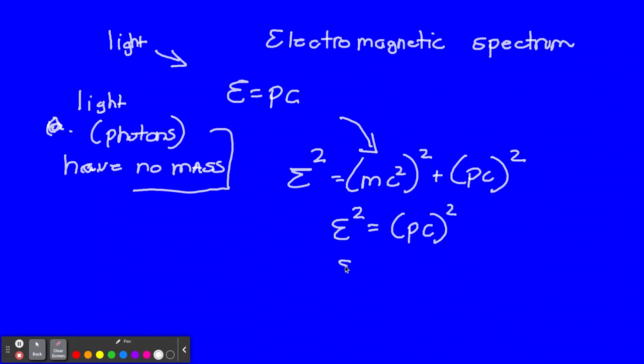Now, E squared equals p squared c squared. Remember the law of exponents. And then we just square root like we did before. Square root both sides, and we're going to have E equals pc. And that pertains to light.